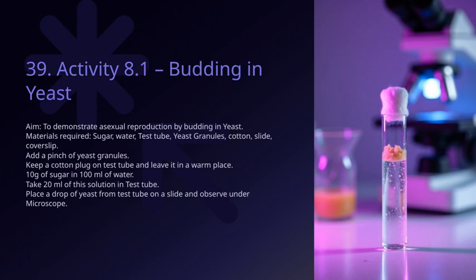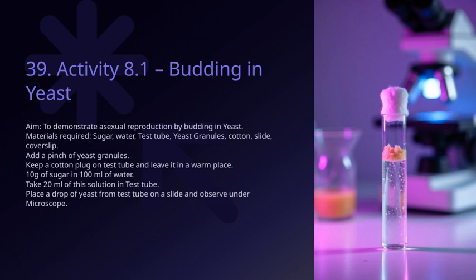Next, prepare a sugar solution by dissolving 10 grams of sugar in 100 milliliters of water. From this solution, take about 20 milliliters and transfer it into a test tube. Now, take a small drop of this yeast suspension from the test tube and place it on a slide. Observe this under the microscope to see the budding process in action.